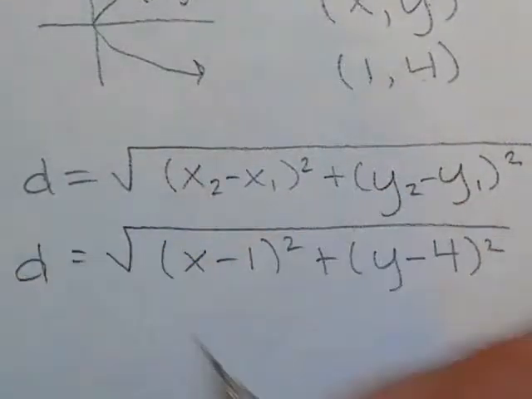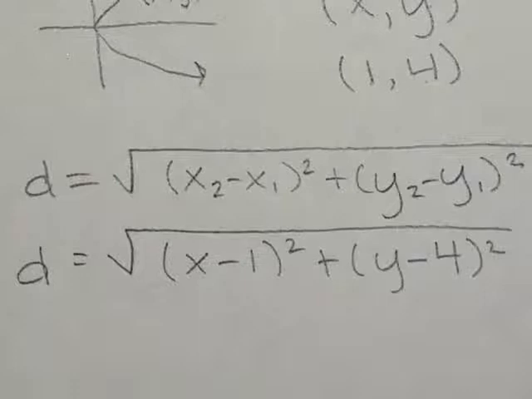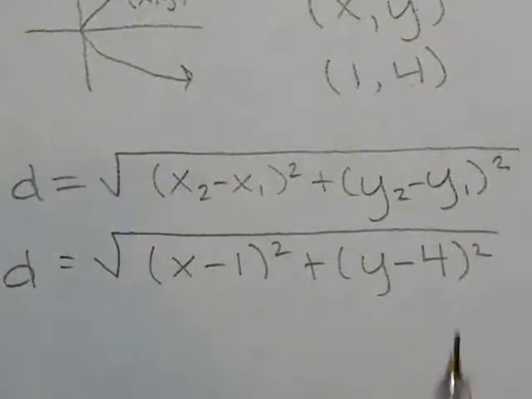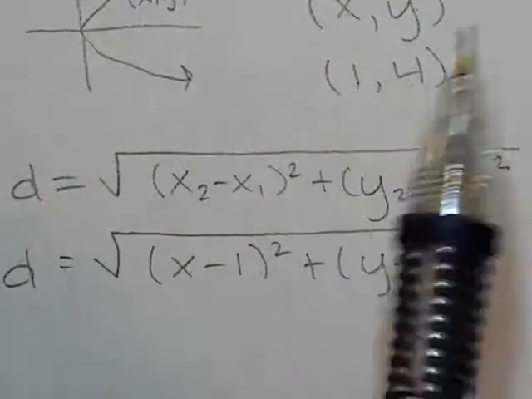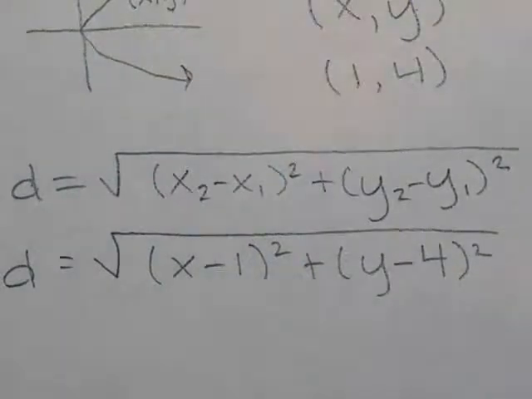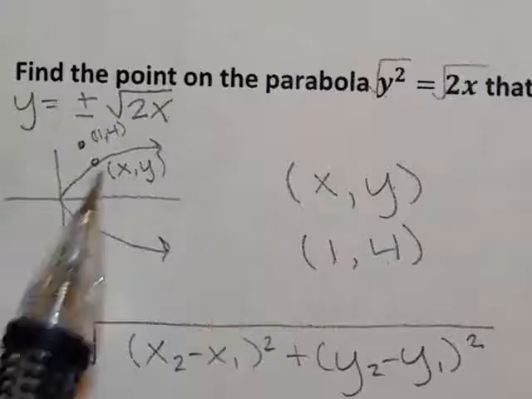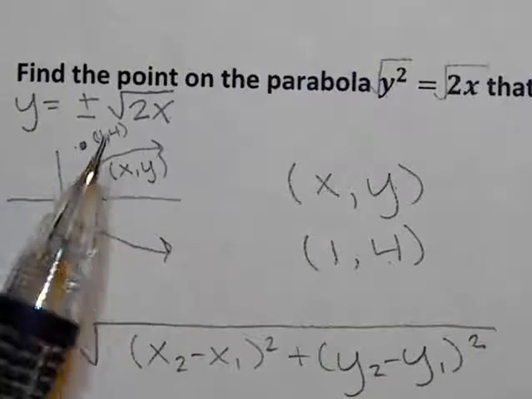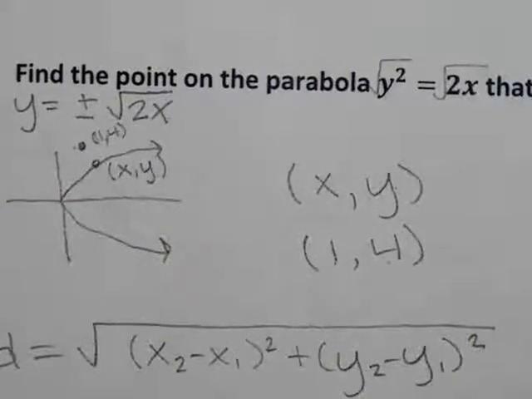So the reason we knew to use this formula is because they said to find the point on the parabola that's closest to the point 1, 4. So we have a point 1, 4 and then a point on the parabola x, y. And when they said to find the point that's closest, that's an optimization problem because it's maximizing or minimizing something. So that's how we knew to use that. And then we knew to use this formula because it's the distance between 2 points.